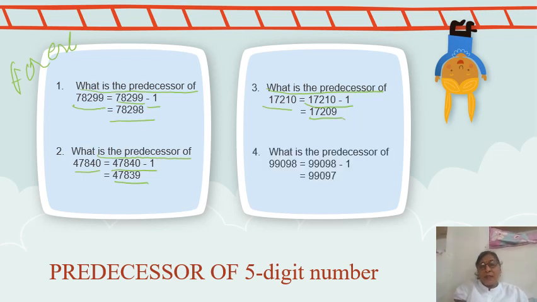Next, what is the predecessor of 99098? 99098 minus 1, 99097. Today we learned the predecessor of a 5-digit number.